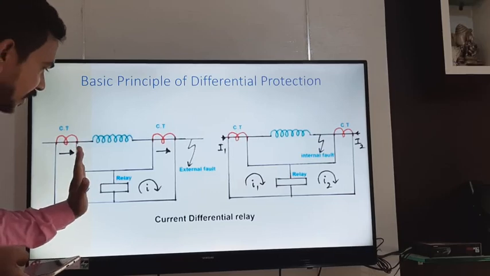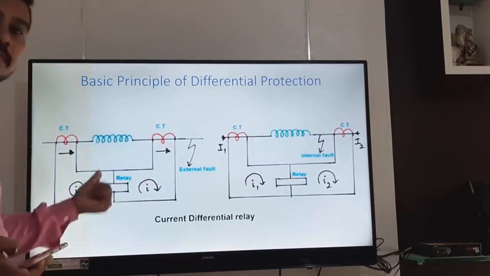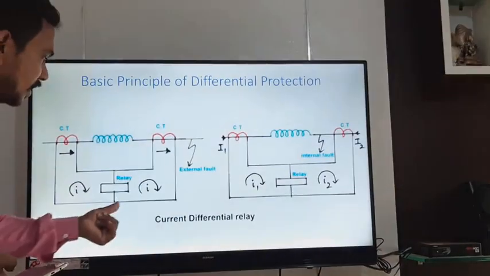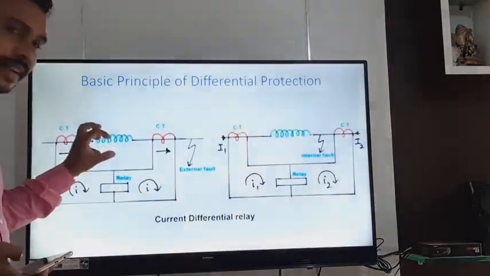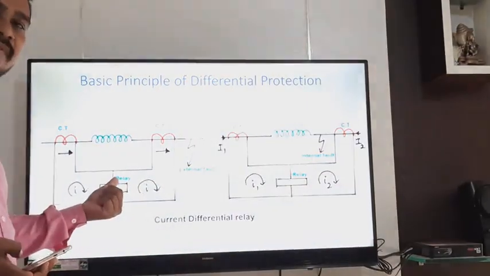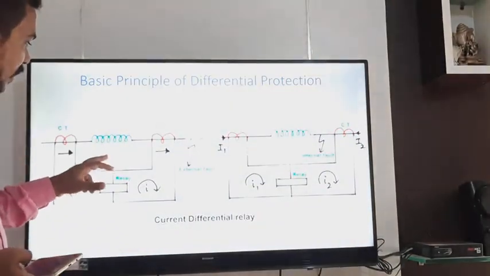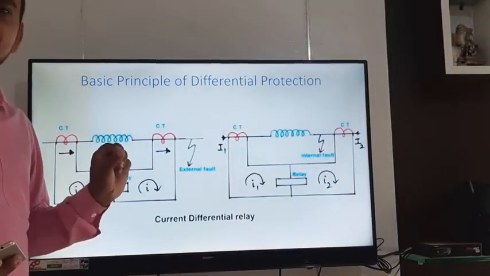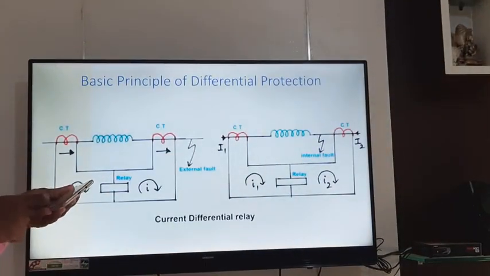So the current I1 is more, I2 is less, that means in normal condition also the differential current is flowing through the operating coil of the relay. Even though there is no fault, in this condition the relay coil will energize and give the signal to the circuit breaker. So in normal condition also the relay will operate. This is the problem that arises when we are using differential protection.